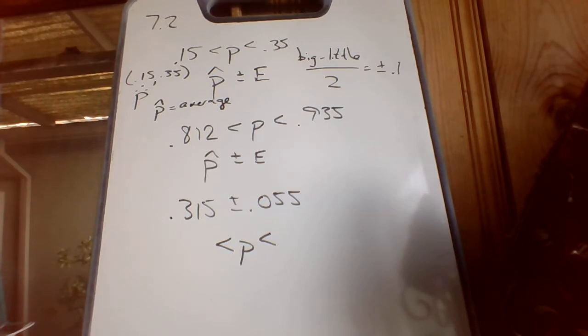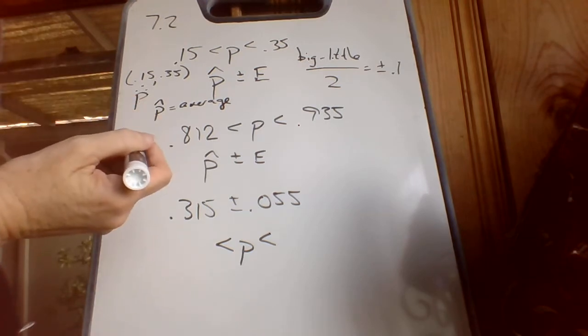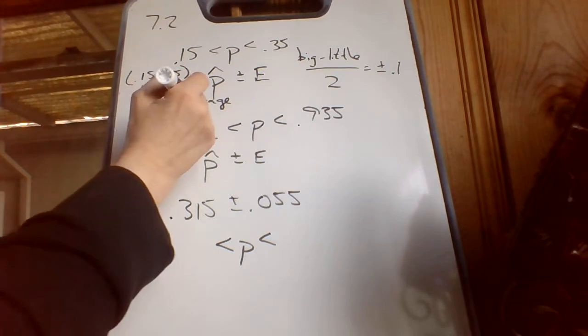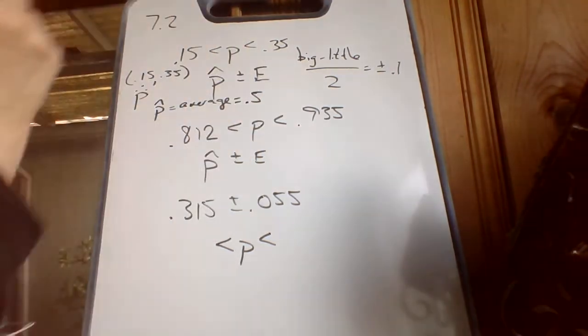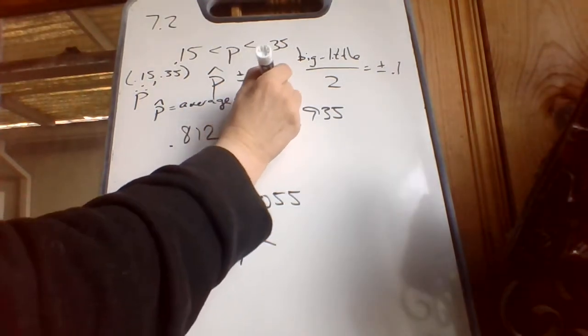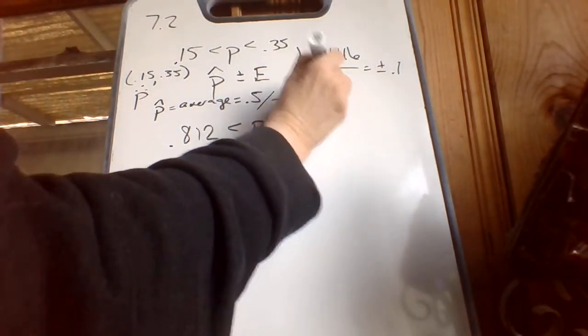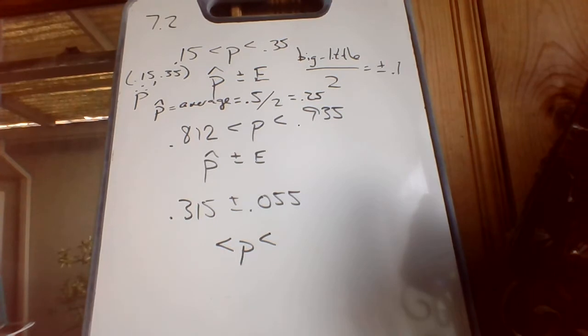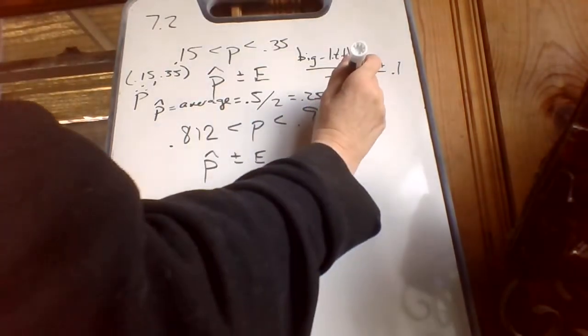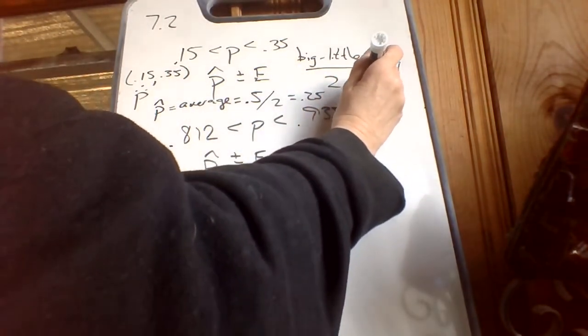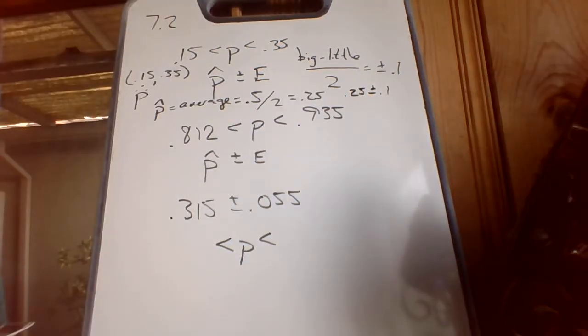So 0.15 plus 0.35 added together is 0.50, divided by 2 because I'm averaging, is 0.25. The exact center, somewhere in between 0.15 and 0.35, is 0.25. That makes sense. So if I have to write it in that form, it's 0.25 plus and minus 0.1. All right, now let's try the next one.